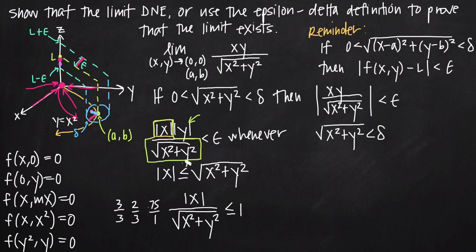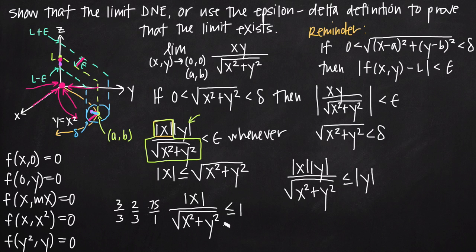So when we take this whole fraction together, we know that this entire fraction, let's write it here, absolute value of x times absolute value of y, divided by square root of x squared plus y squared, that this whole thing will be less than or equal to absolute value of y. And the reason we know that again is because this piece we outlined here is going to be less than or equal to 1.